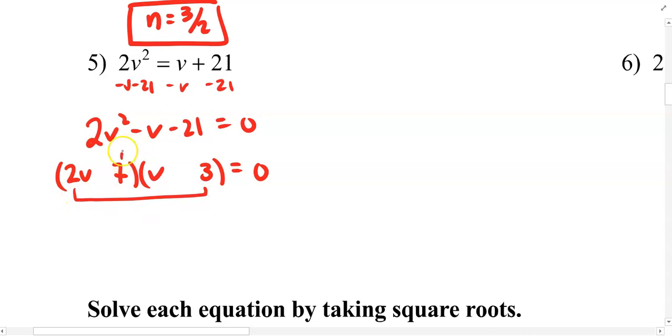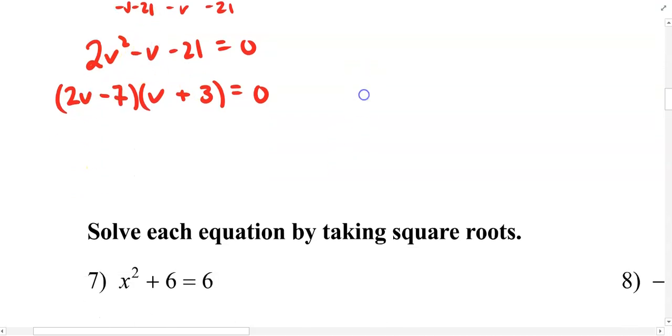Well, as it turns out, the 2v times 3 does equal 6v, and 7 times v equals 7v, and that's a good sign for us, because if we're trying to FOIL back together to make -v, then I would say a -7v plus 6v would make that happen. So in order to end on the plus 6v, I'm going to put my plus sign here, and in order to end on the -7v, I'll put my minus sign here, and I think we've got a good factor.